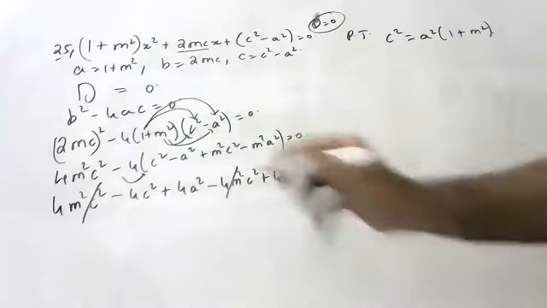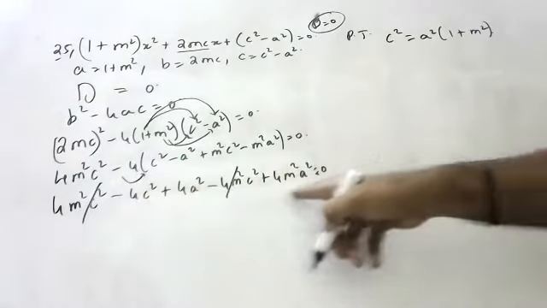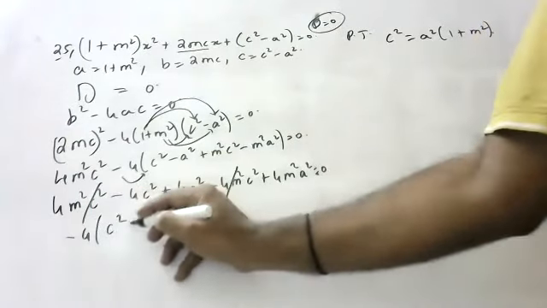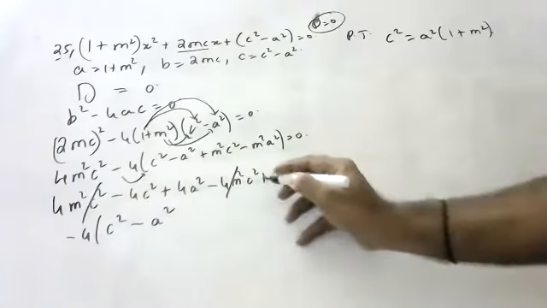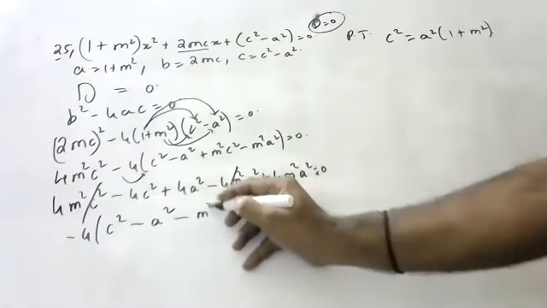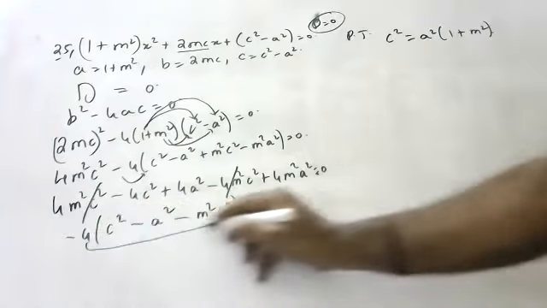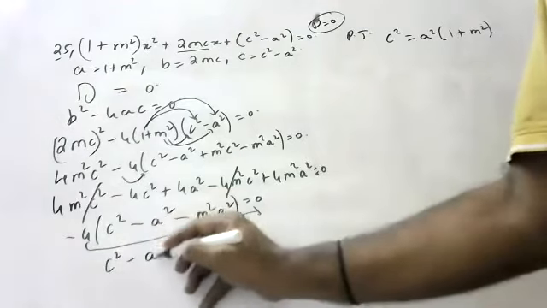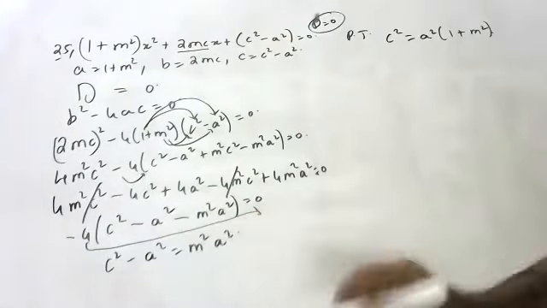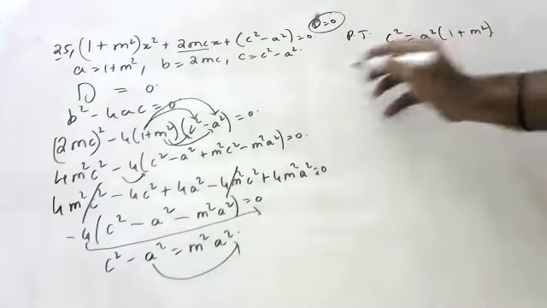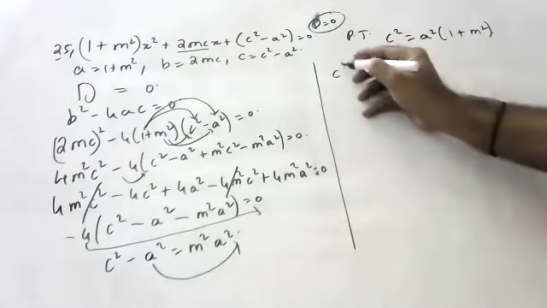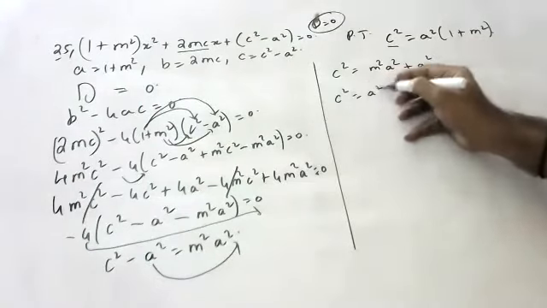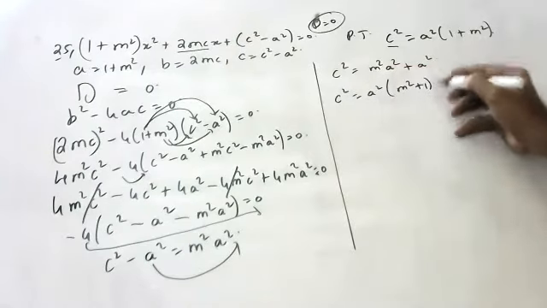Okay, so this and this are common, children. Among all these things, 4 is common. If you take 4 common, we get c square minus a square minus m square a square is equal to 0. Take minus to that side: c square minus a square is equal to m square a square. Bring a square to this side, because according to the question c square is alone. So c square is equal to m square a square plus a square. Take a square common, a square into m square plus 1, and proved.